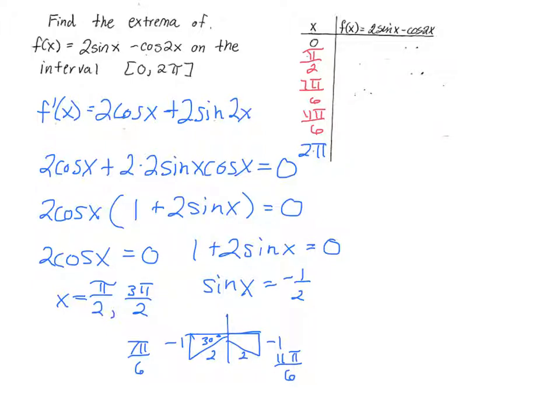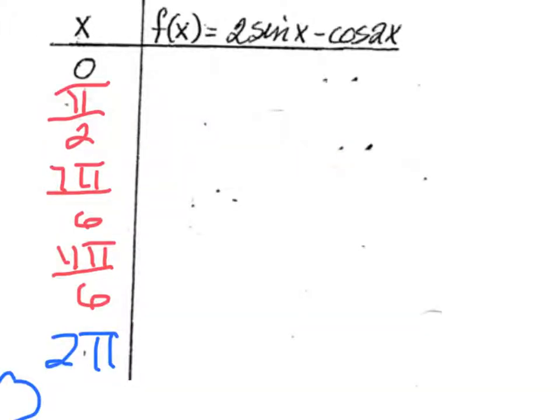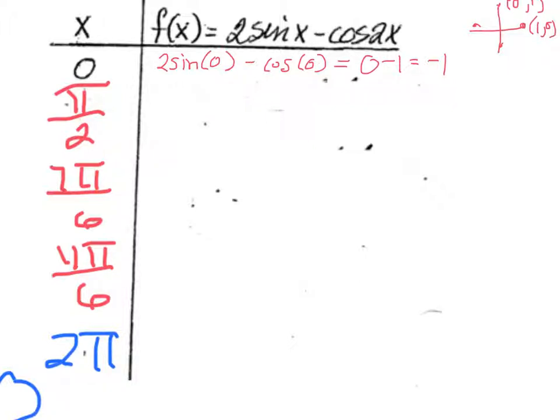and our mins. So if I plug in a 0 first, I will get a 2 times the sine of 0 minus the cosine of 0, which is, sine of 0 is 0, minus 1, which is negative 1. Probably want the unit circle for all this stuff. Let's do it really quick. 1, 0, 0, 1, negative 1, 0, and 0, negative 1. Okay, so now let's do pi over 2.